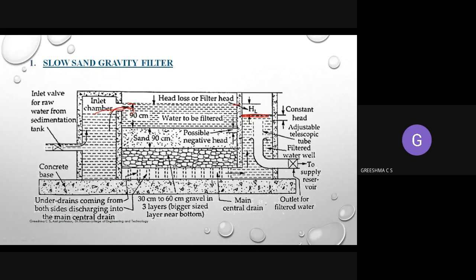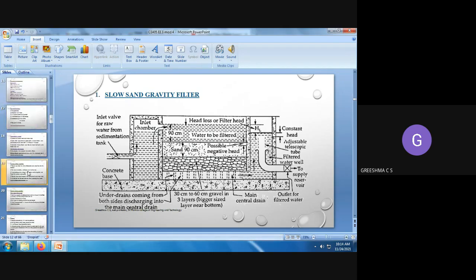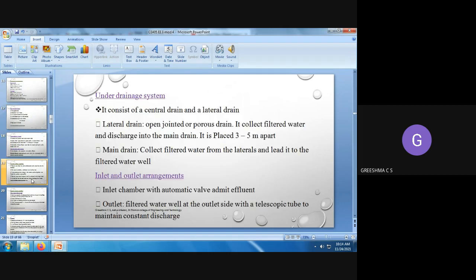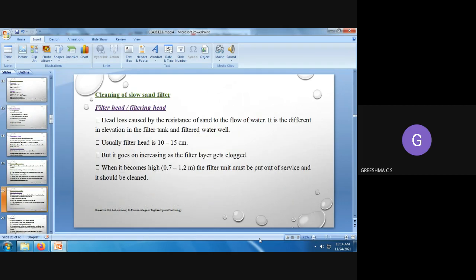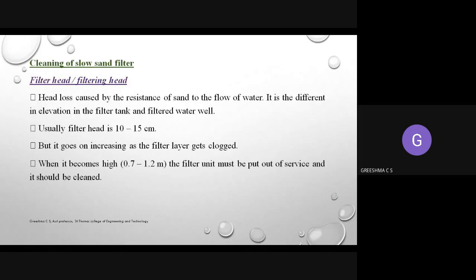Okay, so this difference, when the head loss difference reaches around 0.7 to 1.2 meters, നമ്മൾ എന്ത് ചെയ്യണം, you should keep the filtration tank out of service and you should clean the slow sand filters. Okay, അതാണ് ഇവിടെ മെൻഷൻ ചെയ്തിട്ടുള്ളത്. Okay, so when that head loss കൂടി കഴിഞ്ഞാൽ what you should do, you should put the filter out of service and you should clean the filter tank.